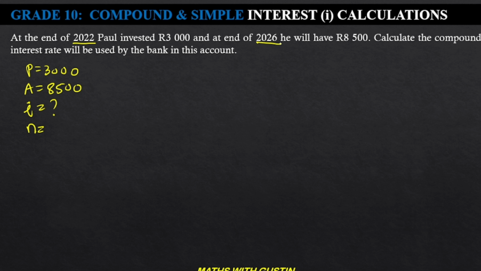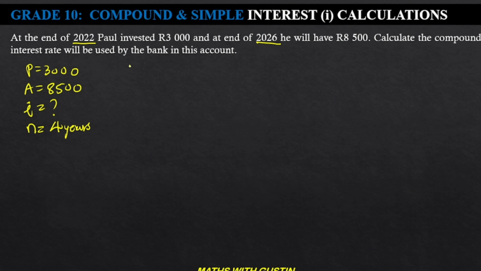2022 minus 2026. Okay, then it gives us 4 years there. Good stuff. So now the question said calculate the compound interest rate that will be used by the bank on this account.